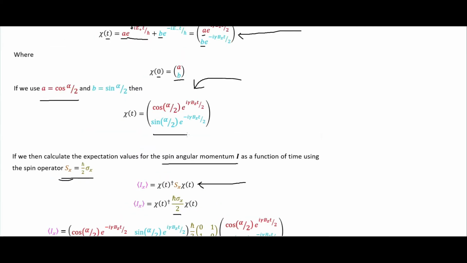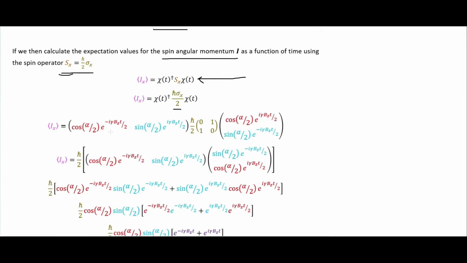So putting these in, we see that this one ends up getting turned into a negative because we're doing a row vector, which makes these into the complex conjugate. And so this one becomes a plus. This stays positive here and negative here.